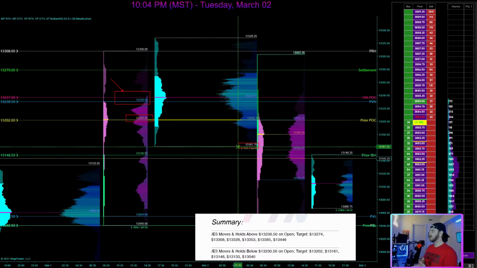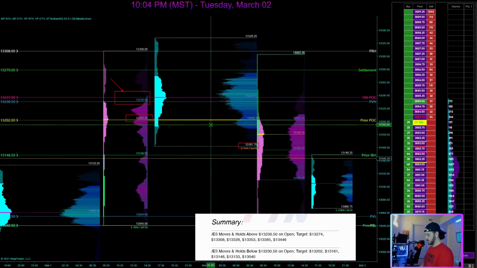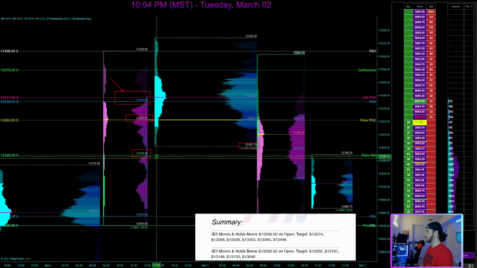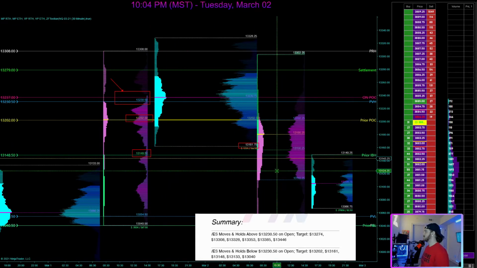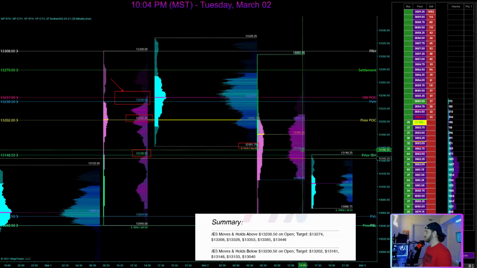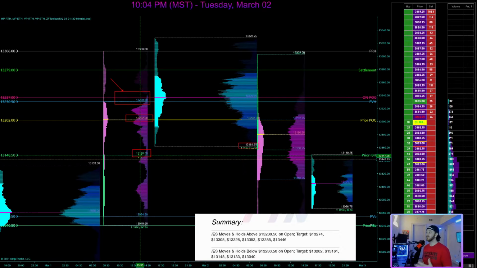Now, after that, it took a little bit, but we did indeed move into that third downside target, which is right here at 13,148. And that was the initial balance high on NQ for yesterday. So that was the opening 1 hour high for the New York session's range yesterday. So you can see this 13,156, that's the initial balance low for today. 13,148, that was the initial balance high for yesterday.